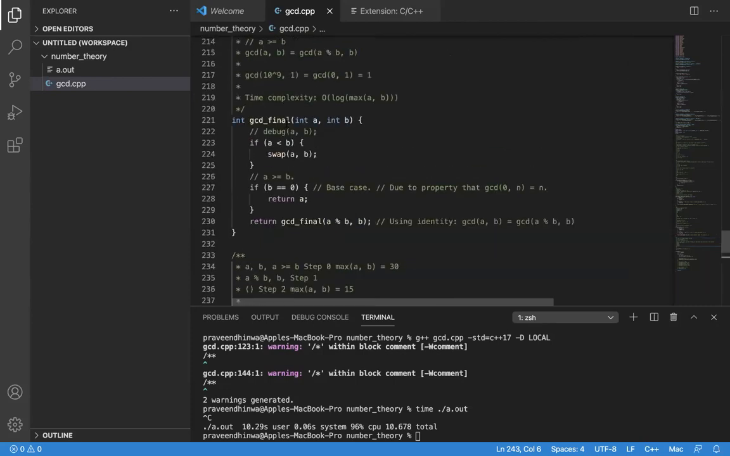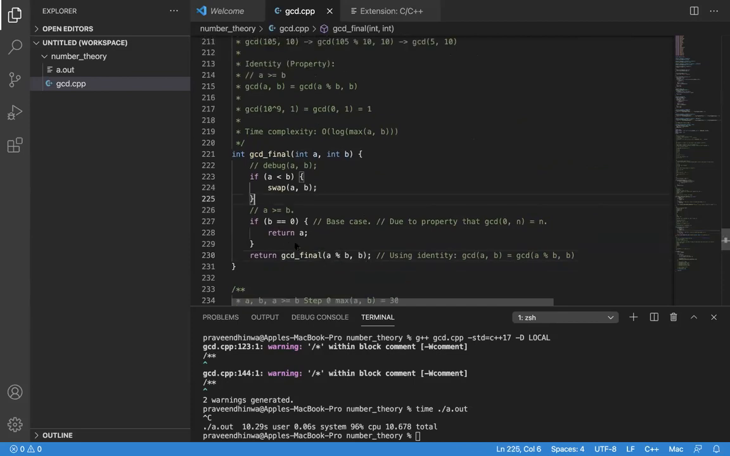So essentially, remember that this GCD does a mod b, and its time complexity is just log of the maximum of a, b. So if a and b are very large, you can apply this algorithm and it can run really fast.